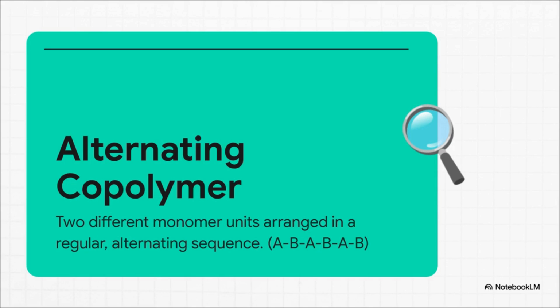The 2 different monomers, let's call them A and B, are placed in a perfect repeating pattern. AB, all the way down the line. That high degree of order leads to some very regular and predictable properties.